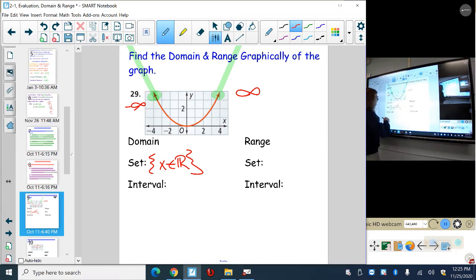Okay? Now, interval. Well, where does it start? Parenthesis at negative infinity and go all the way to positive infinity.